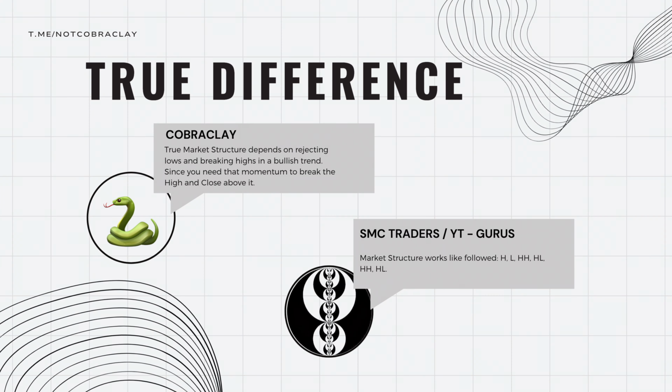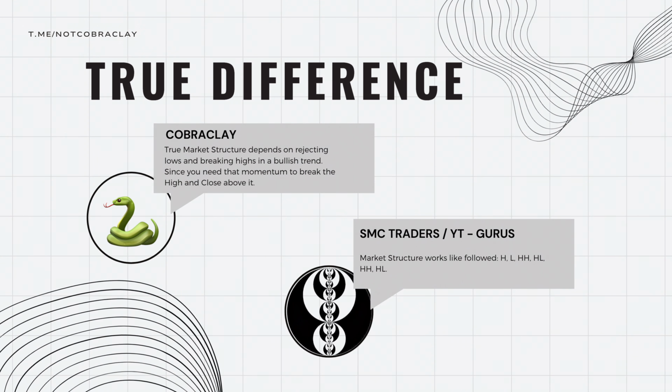The true difference is that true market structure depends on rejecting lows and breaking highs in a bullish trend, since you need that momentum to break the high and close above it. Such as in everything in life, you need that momentum to break free. As Tate said, a rocket needs momentum to break through the atmosphere, it can't just stop midway through.